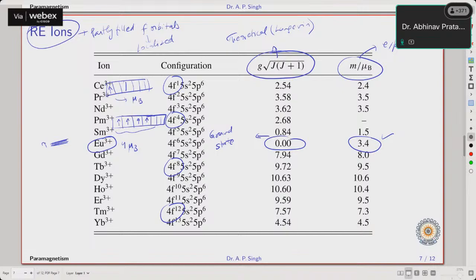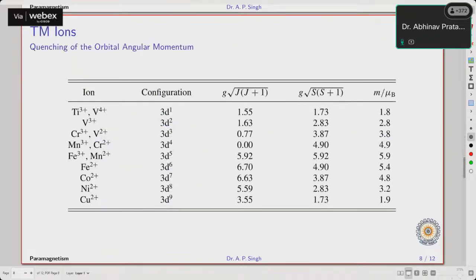But similarly, d orbitals are also localized, but those orbitals are not as localized as f orbitals. So what happens in case of transition metal ions, where you have partly filled d orbitals? So let us look at that. If you look at the transition metal ions which have partly filled d orbitals, in those cases what happens? Now if I calculate this value of J plus 1 multiplied by this Landé g factor, and I compare it with the experimental value, you will find that these values generally do not agree with each other.